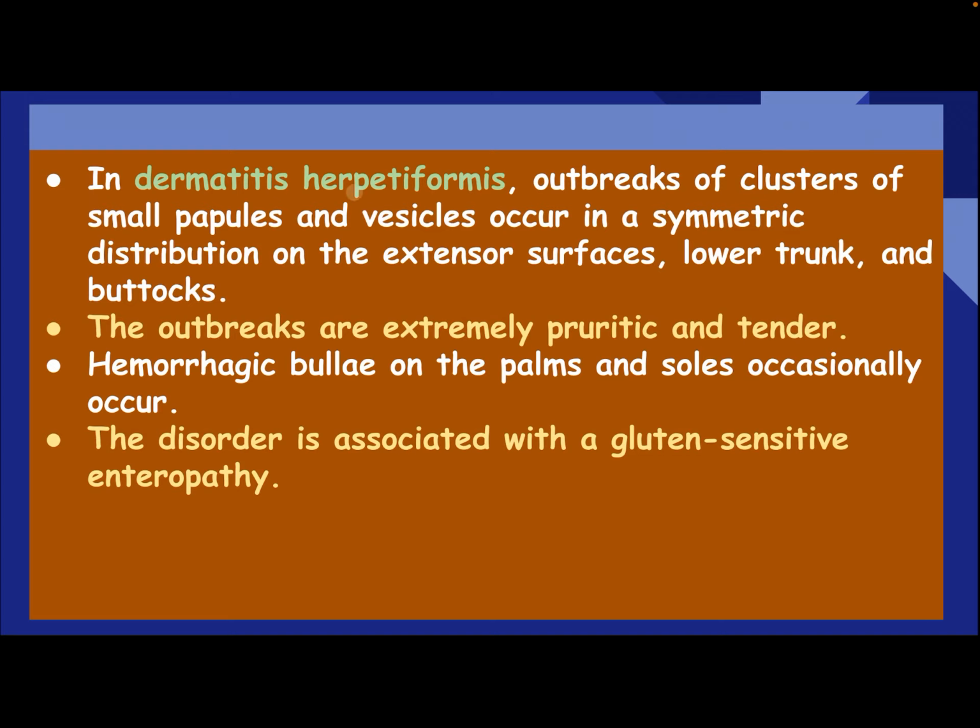In dermatitis herpetiformis, outbreaks of clusters of small papules and vesicles occur in a symmetric distribution on extensor surfaces, lower trunk, and buttocks. The outbreaks are extremely pruritic and tender. Hemorrhagic bullae on the palms and soles occasionally occur. The disorder is associated with gluten-sensitive enteropathy.